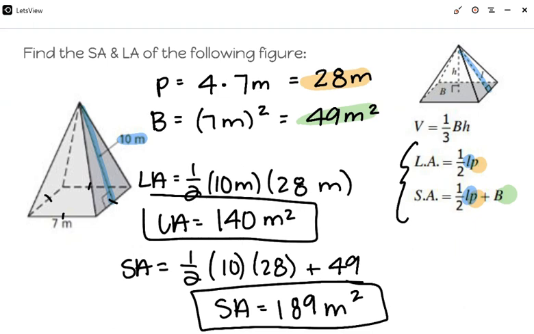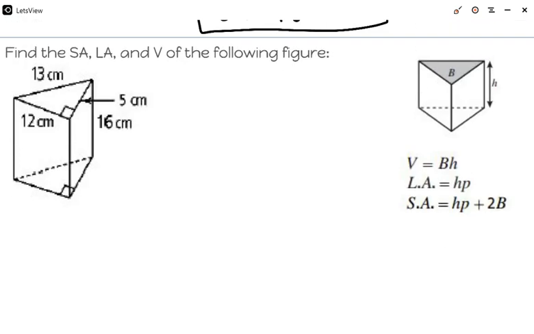Can't forget our units, guys. Our units are the most important bits and pieces of these problems. If you do not include your units, you will not get credit for a problem. Oh gosh, I'm getting out of breath.